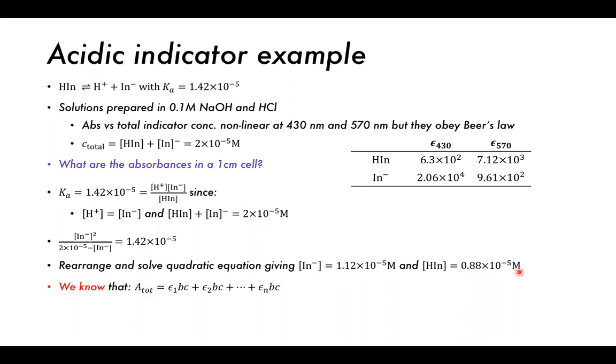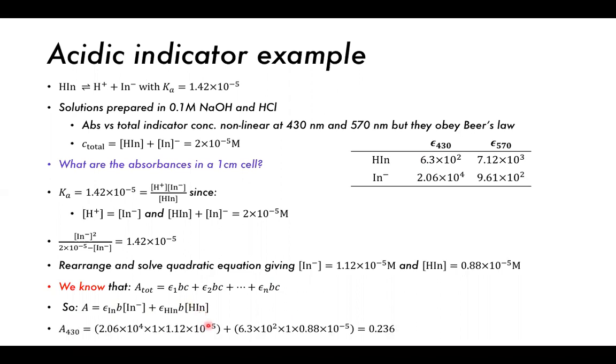So then we know that the total absorbance is equal to the sum of all of the individual absorbances. Since we know the concentration of the two species, we know the epsilon values, and we know the path length in a 1 centimeter cell, we can find the absorbance pretty easily as this. Absorbance is equal to the epsilon of the conjugate base times the path length times the concentration of the conjugate base, plus the epsilon of the undissociated weak acid times the path length times the concentration of the undissociated acid.